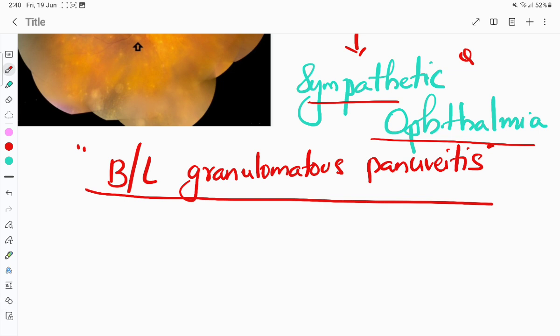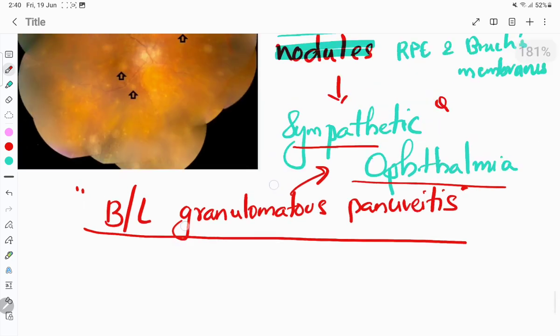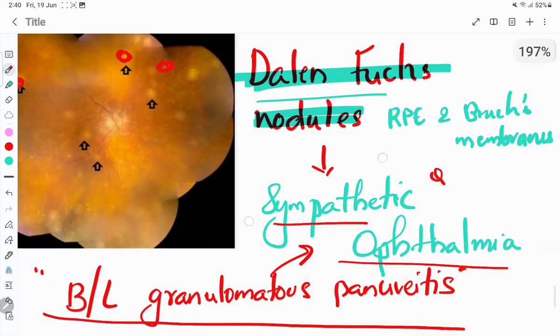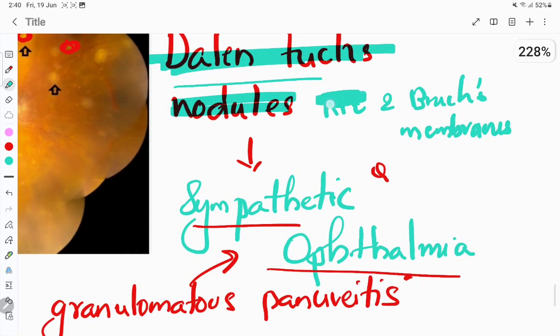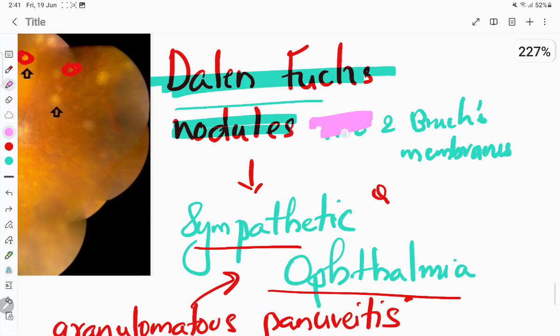If there is a penetrating injury in one eye, the patient can have sympathetic ophthalmia. So it will not be only that one eye. This disease condition can progress to the normal eye also, and this condition is called bilateral granulomatous panuveitis or sympathetic ophthalmia. Also, another question they ask you here is, between which layers are these nodules seen? These nodules are seen between the retinal pigment epithelium and Bruch's membrane, right? Fine.